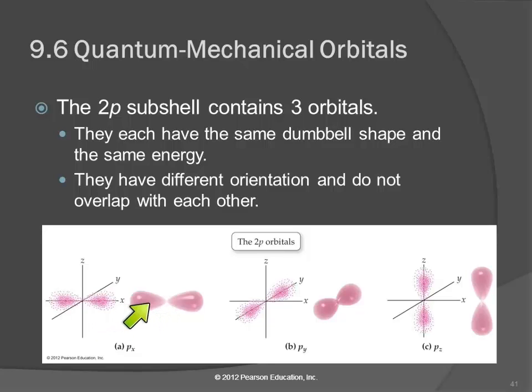But there's 3 different orbitals. They have the same shape, but they have different orientations, and they all have the same energy. And so this one is lined up along the x-axis in 3-dimensional space. This one is lined up along the y-axis, and this one along the z-axis. So they don't actually overlap with each other. And again, that shape is a region of probability of an electron being there.